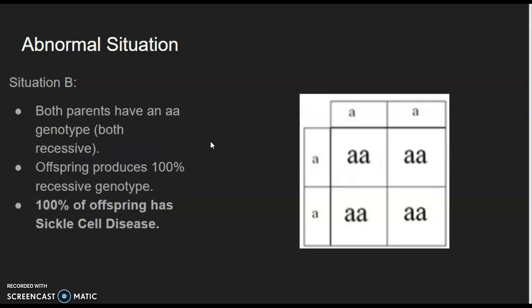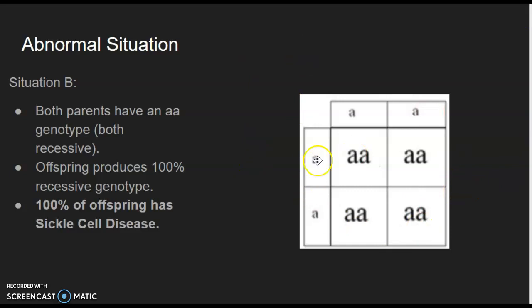Abnormal situation B. Both parents have a double small a genotype, both recessive. Offspring produces 100% recessive genotype. 100% of offspring has sickle cell disease.